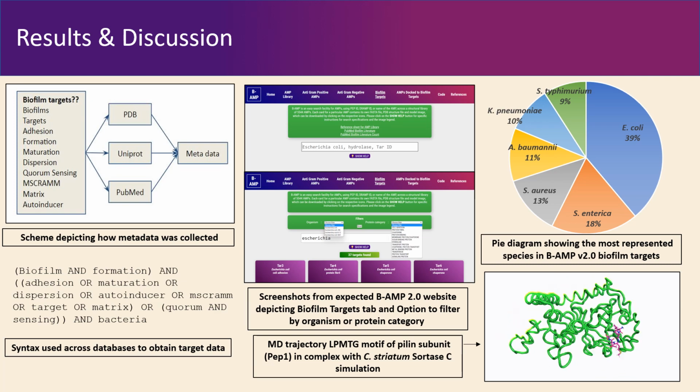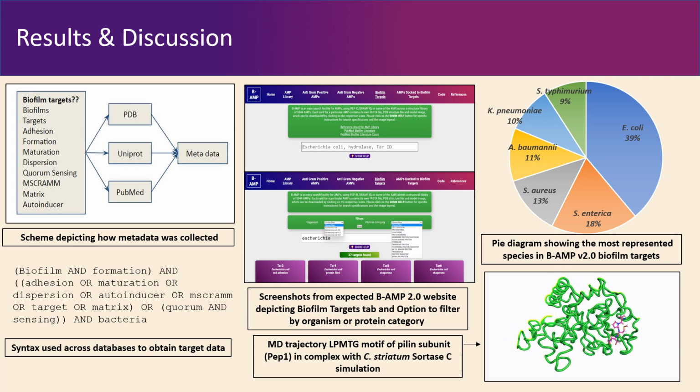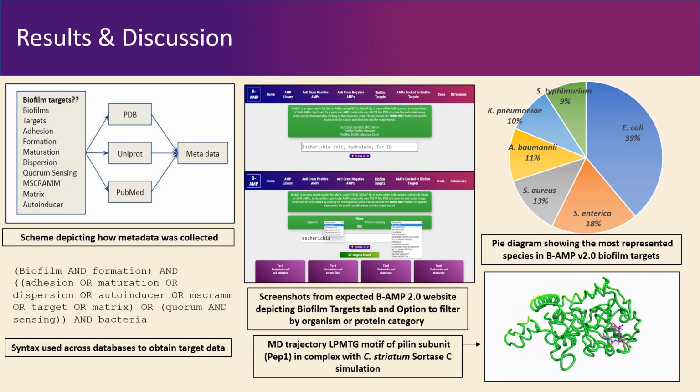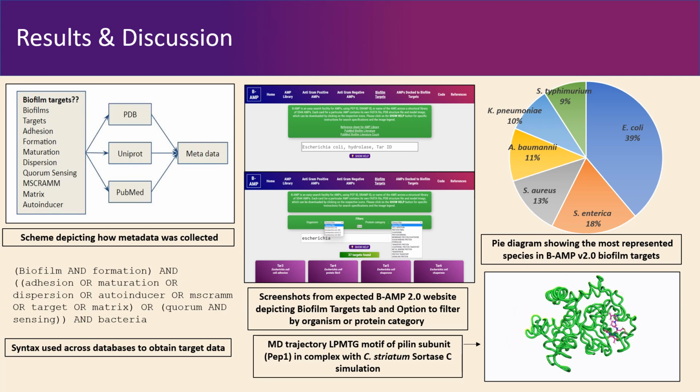The biofilm targets on BAMP version 2.0 belong to 470 different bacterial species, of which the highest number of biofilm targets are from Escherichia coli, followed by Salmonella enterica, Staphylococcus aureus, Acinetobacter baumannii, and Klebsiella pneumoniae.